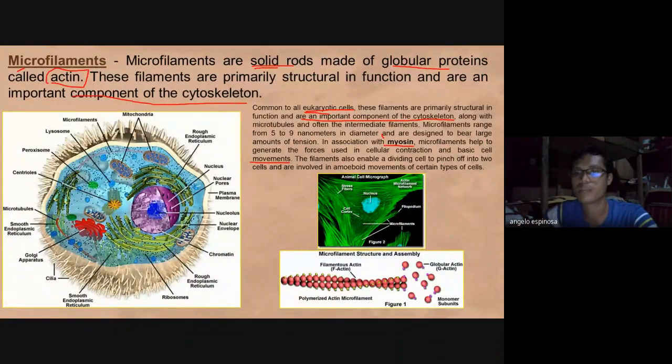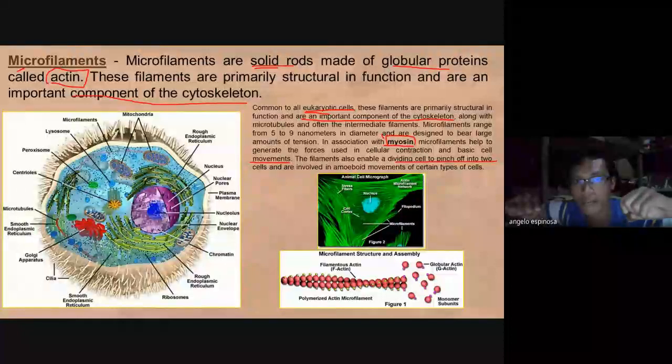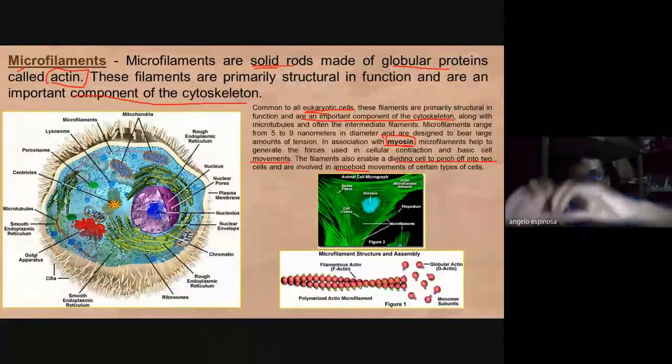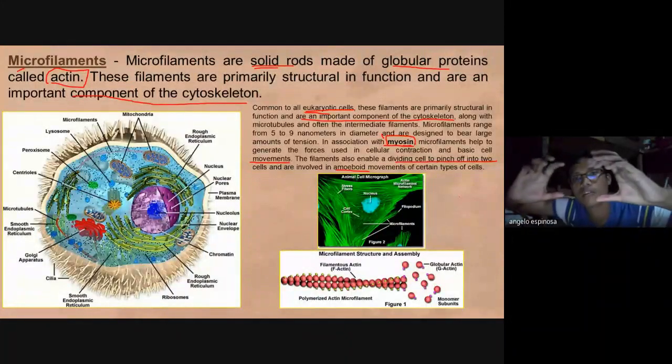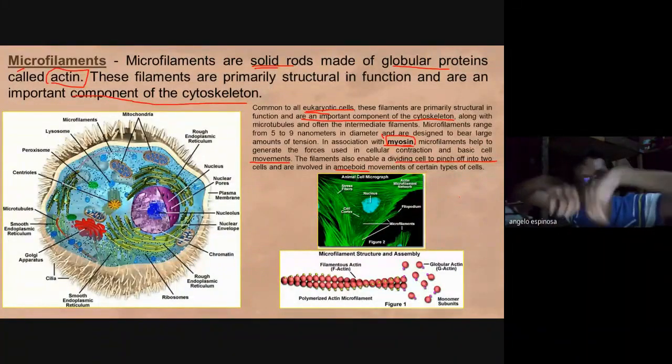These filaments also enable dividing cells to pinch off into two cells. So the microfilaments, in association with myosin, are the ones that pinch off the cell so it can divide. They are also involved in amoeboid movements of certain types of cells. So the microfilaments are the solid rods that control the division of the cells in a proper way.